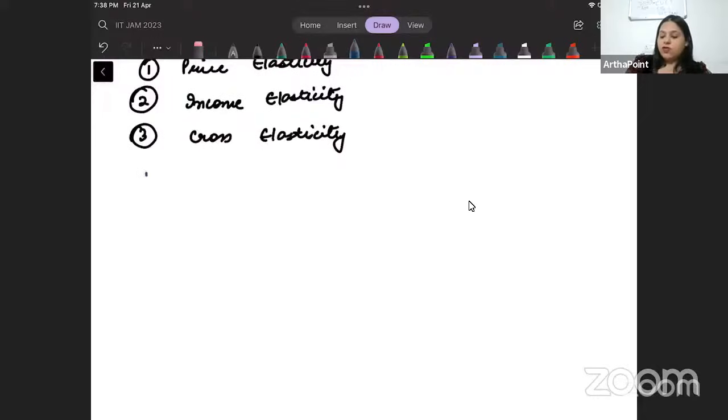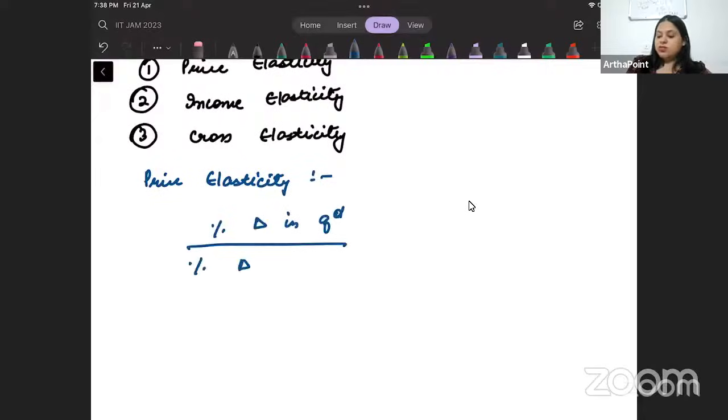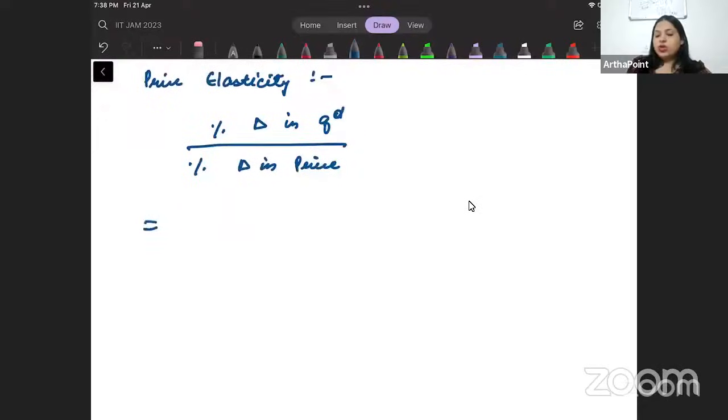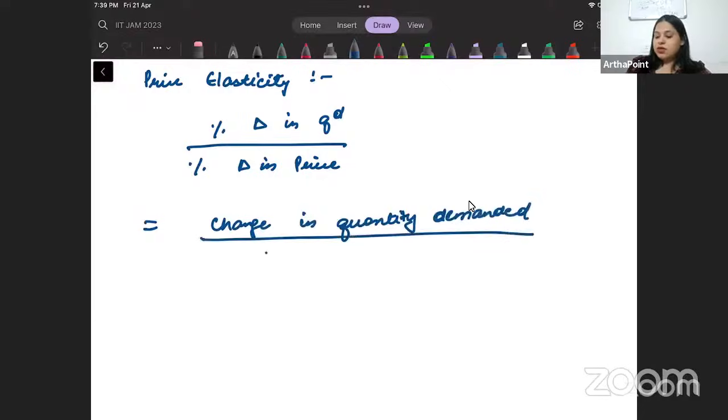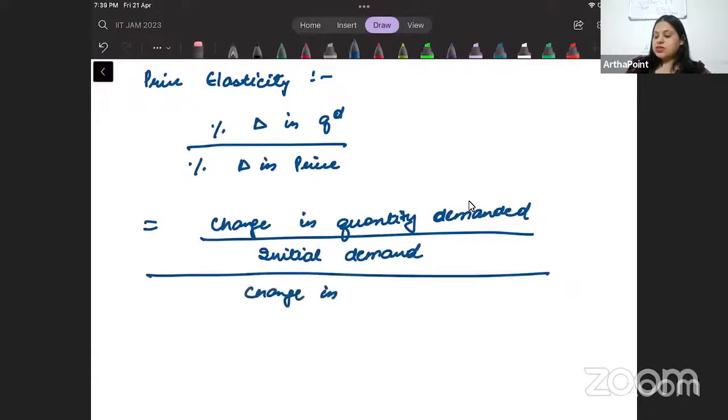Please beta, write down the formula of price elasticity with me. Price elasticity is nothing but the percentage change in quantity demanded upon percentage change in price. जब हम percentage change in quantity demanded की बात करते हैं तो ये हो जाता है change in quantity demanded upon initial demand, upon change in price upon initial price.